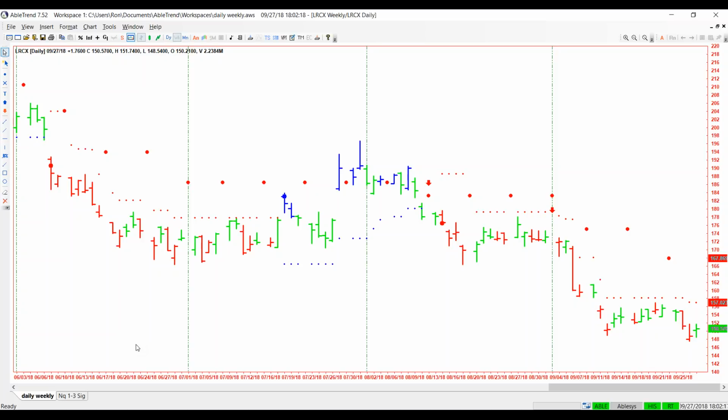But let's just take a quick look at the daily weekly chart, because not everybody can or even has any interest in intraday trading. And AbleTrend works just as well for longer term trading, daily and weekly charts, whether you trade options or just trade shares, or even other markets like futures or Forex. Daily, weekly charts work great, especially for retirement accounts and stocks and ETFs and et cetera.